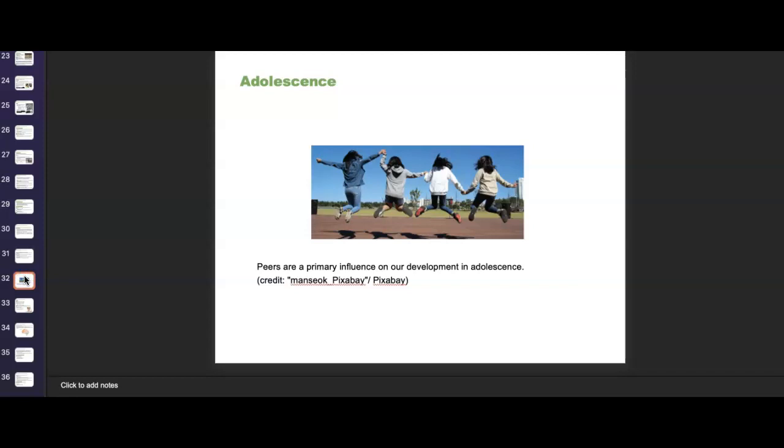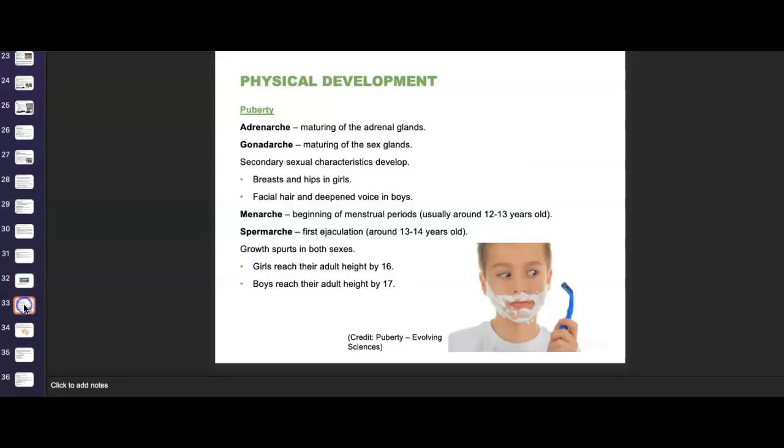Now we then want to look at adolescence. In adolescence, peers are a primary influence on our development. Physically, however, this is when puberty begins to occur. Adrenarche is maturing of the adrenal glands, and gonadarche is maturing of the sex glands.